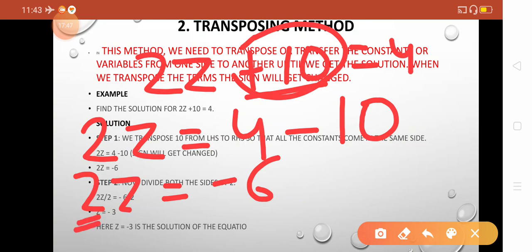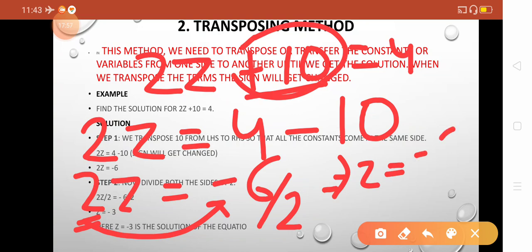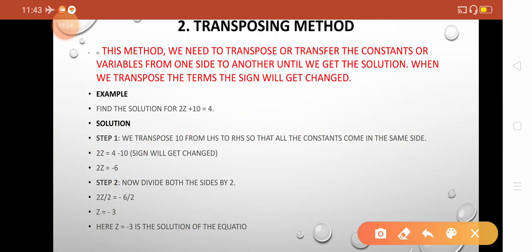Now I want this 2 to go to the right hand side. Here it is in multiplication, now it will go to division. So z is equal to minus 6 by 2, minus 3. So the value of z is minus 3. You have to change the operation. If there is plus, by transfer it will go to minus. If there is multiplication, by transfer it goes to division. If there is division, by transferring it will go to multiplication. This is the second method, the transposing method.